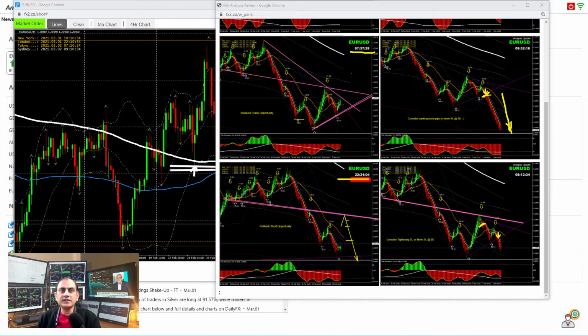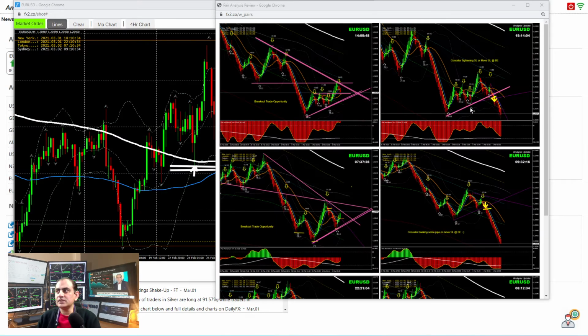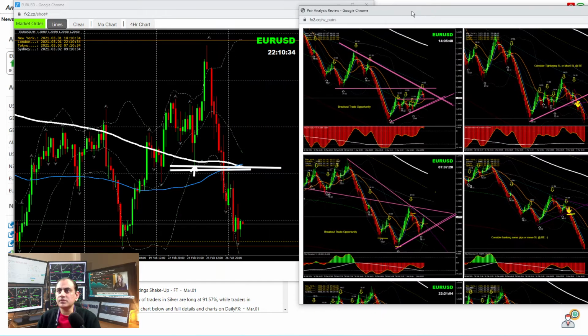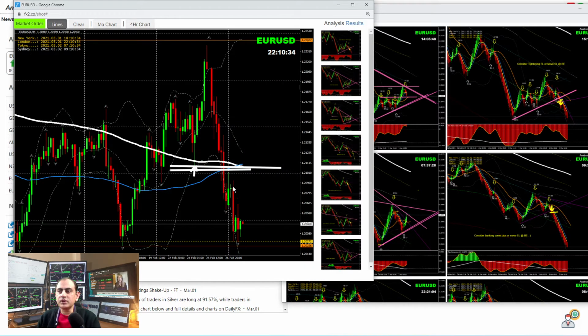Then we also did another analysis at the New York session, I believe. You can see here after this one, price developed another bearish flag pattern, and we looked for another beautiful breakout short trade at the New York session. So you can see we were short on Euro USD this morning. You can see we've taken full advantage of all these pullbacks. Beautiful.